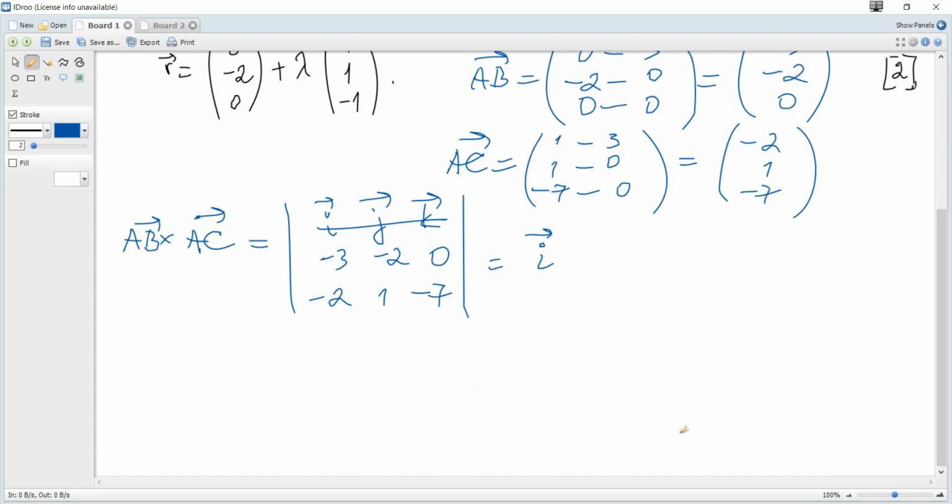and it is equal to i times (14 minus 0), just 14, minus j times the determinant of this 2 by 2 matrix, it's 21, and plus k times the determinant of this 2 by 2 matrix, it's -3 minus 4, -7.